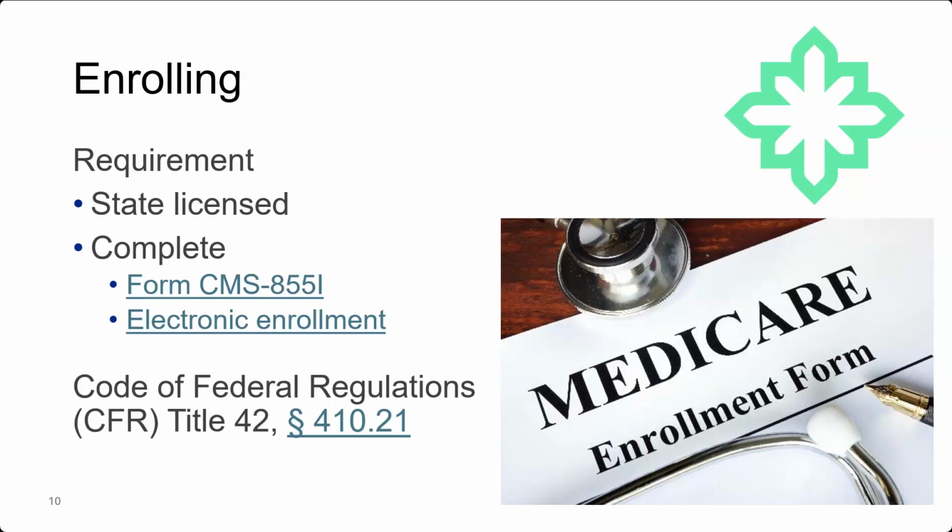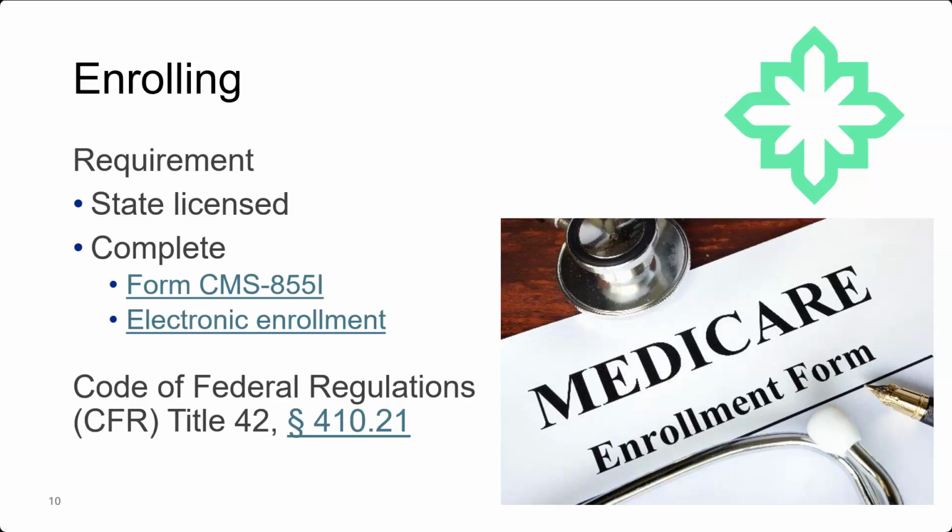You must enroll with the CMS 855I or the electronic version, which is called PECOS. Both of those are linked there. You do need to follow the information in the Code of Federal Regulations, Title 42, Section 410.21. This is what a chiropractor has to meet for the Medicare criteria for enrollment. If not, you will not be considered for enrollment, and your enrollment will be denied, saying you're not able to enroll yet for whatever the reason is. That's a little different than if you don't fill out a proper form, where we'll deny saying you didn't do this correctly. This means you're not eligible to be in Medicare.